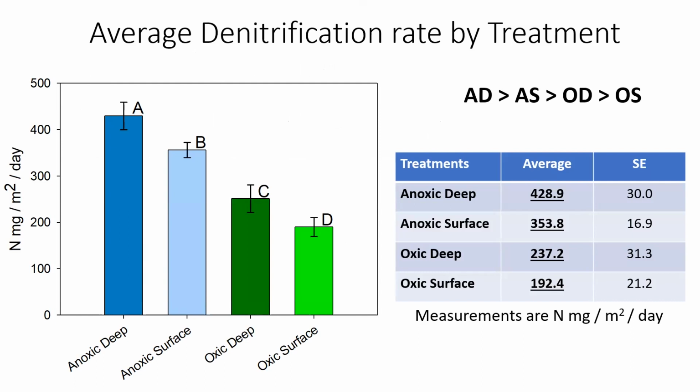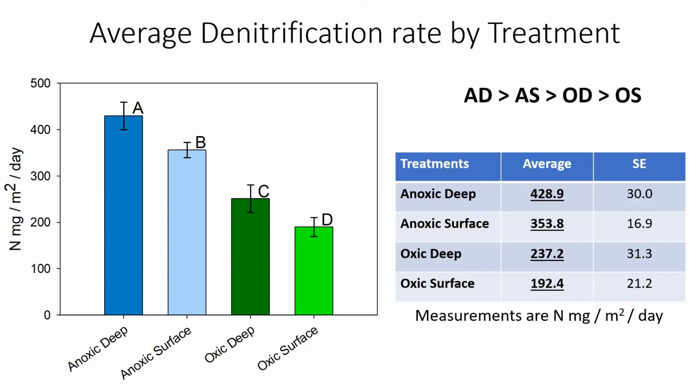Starting at the far left in dark blue, this is our anoxic deep treatment, which would be our experimental deep injection core receiving anoxic water. Next to it in the light blue, our anoxic surface treatment, that would be the traditional sediment core receiving anoxic water. Then oxic deep, this is again, experimental deep injection core receiving oxic water. And then finally, oxic surface, this being the traditional sediment core receiving oxic water.